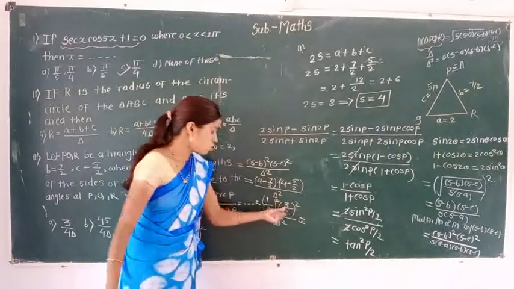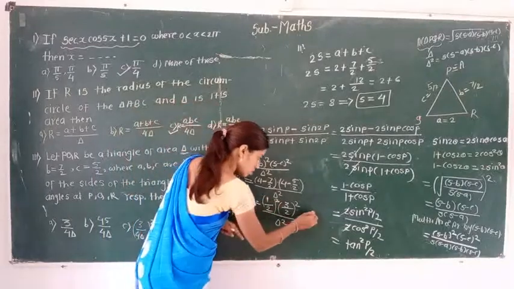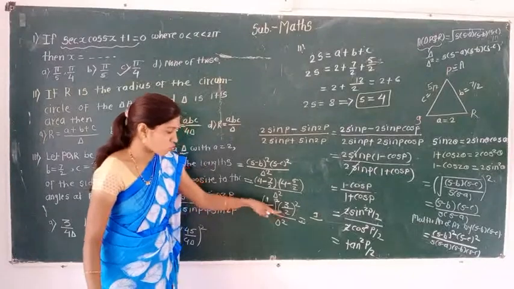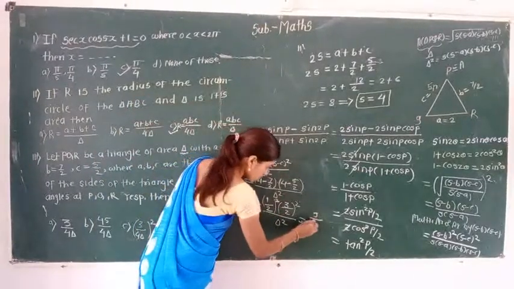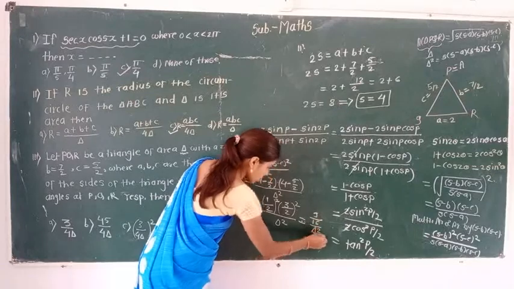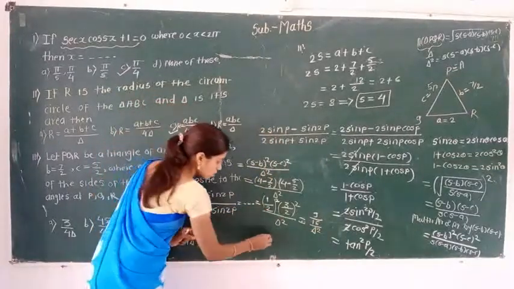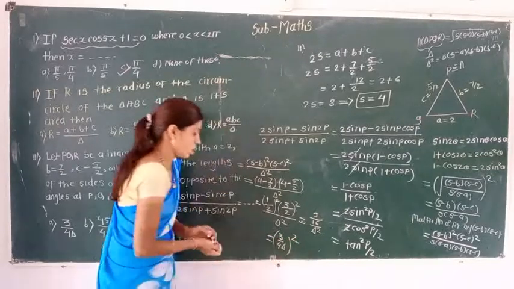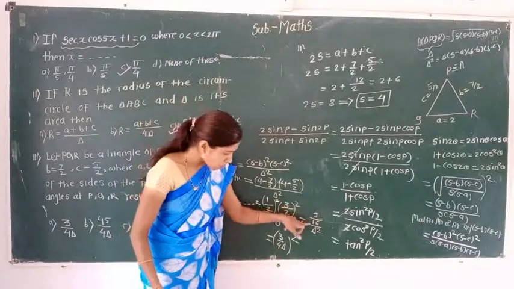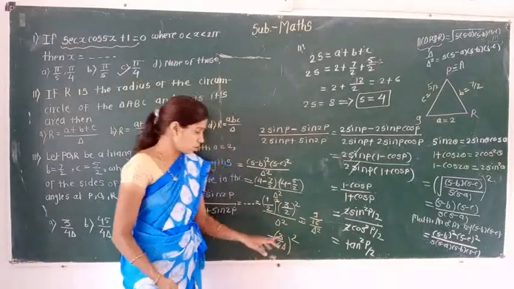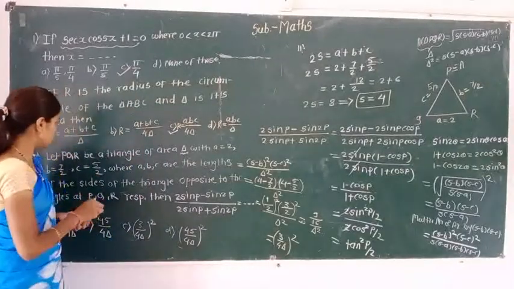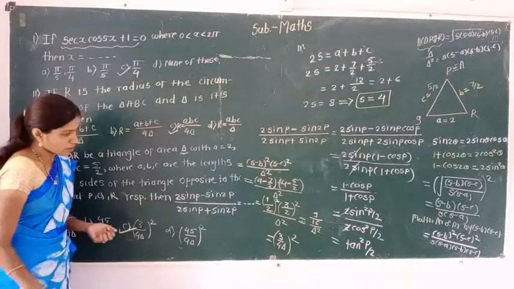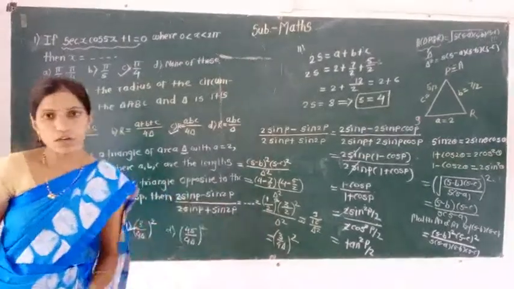So the square of this term: 3 square is 9, 2 square is 4, 2 square is also 4, 4 into 4 we can write 16, divided by delta square. So we can write this term as (3 by 4 delta) bracket square, and the square of this term is also 9 by 16 delta square. So see here, the correct option of this MCQ is (3 divided by 4 delta) bracket square. So first of all, write down this MCQ.